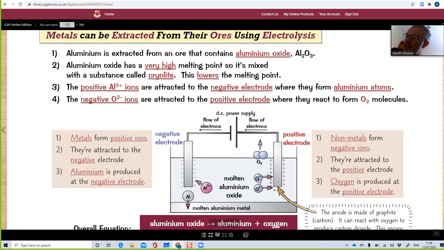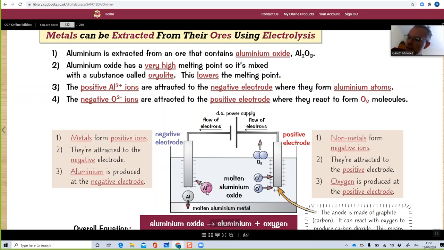Aluminium makes a positive ion, oxygen a negative ion. Why is that? Oxygen's in group 6 of the periodic table. It's got 6 electrons in its outside shell. When it gains 2 electrons, it gains 2 negatives to have a full outside shell, 8 electrons, going from 6 to 8. It's got a 2 minus charge, it's gained 2 negative electrons. Aluminium's lost 3 negative electrons to make it positive.